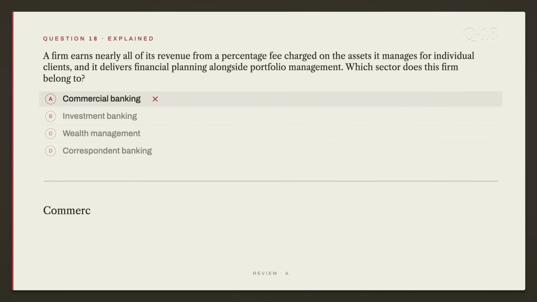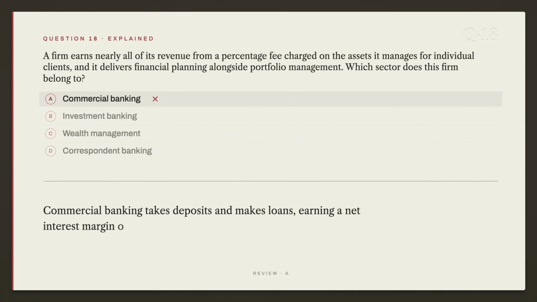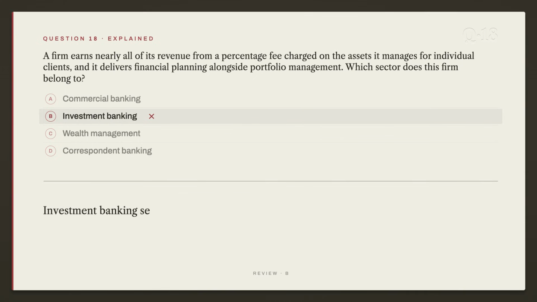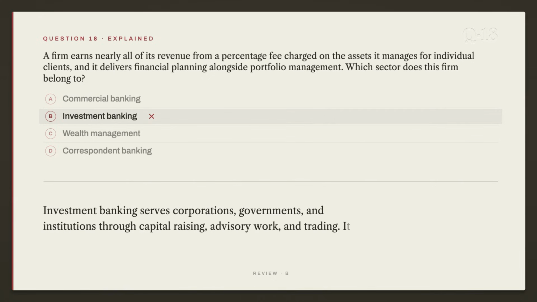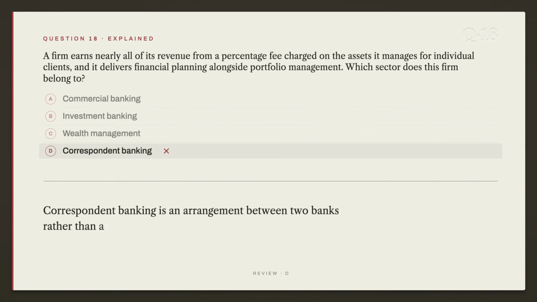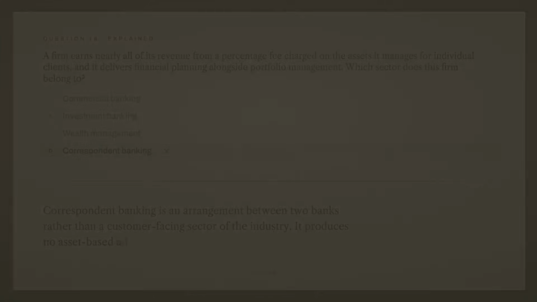A is wrong because commercial banking takes deposits and makes loans, earning a net interest margin on the spread. Neither deposit taking nor lending appears in the scenario. B is wrong because investment banking serves corporations, governments, and institutions through capital raising, advisory work, and trading. Its clients are not individuals receiving financial plans. D is wrong because correspondent banking is an arrangement between two banks rather than a customer-facing sector of the industry. It produces no asset-based advisory fee.